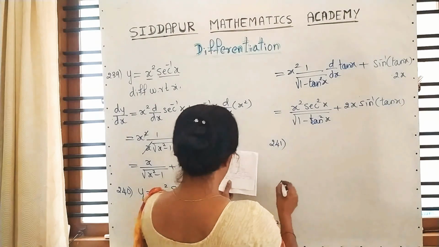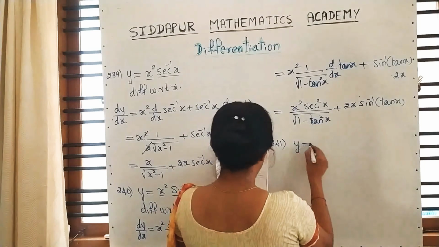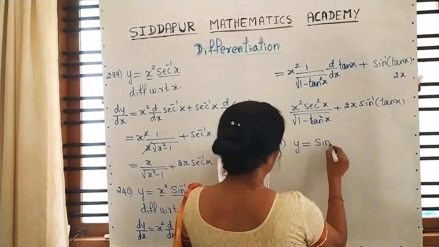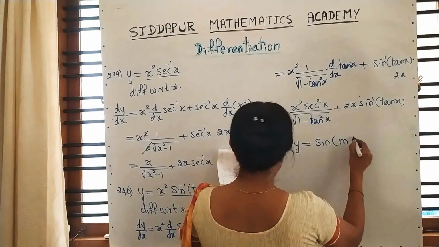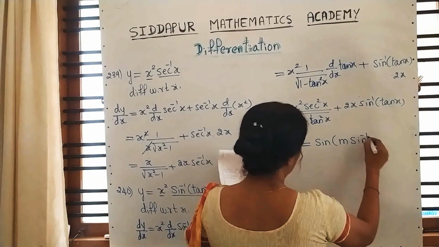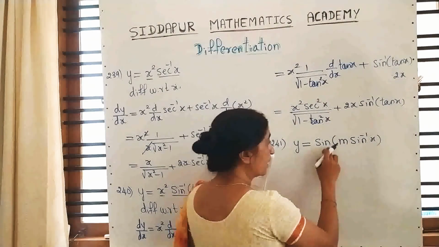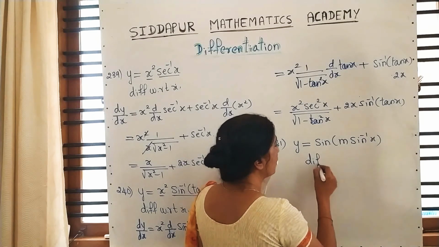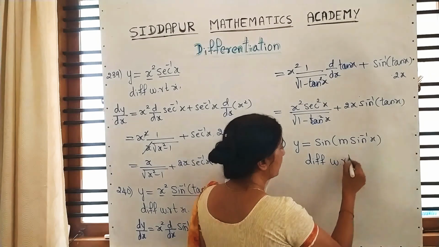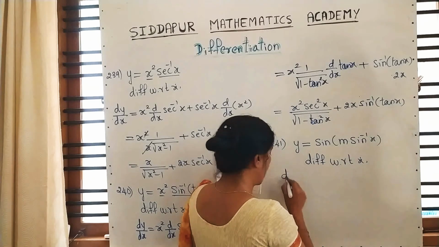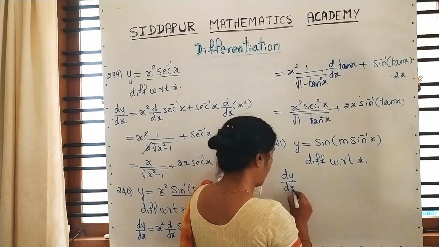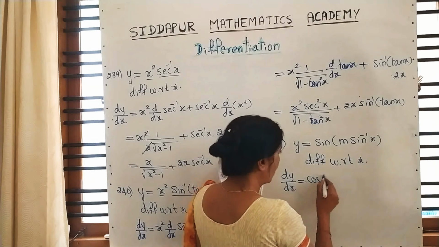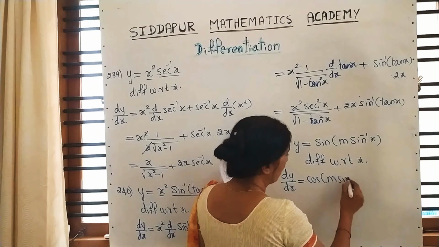Moving to the next question. y is equal to sin of m sin inverse x. Here, for sin there is no power. That means directly we have to differentiate the trigonometric term. Differentiation of sin is cos. Angle is m sin inverse x.